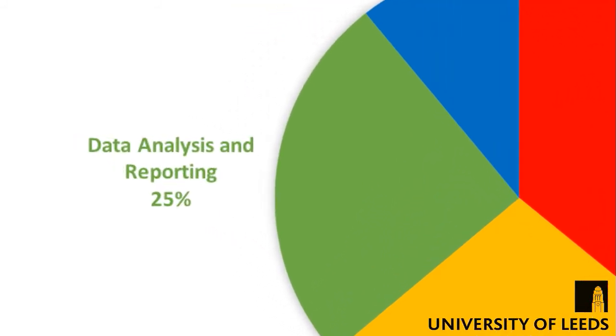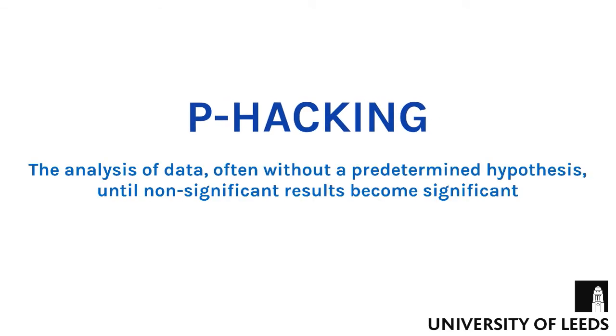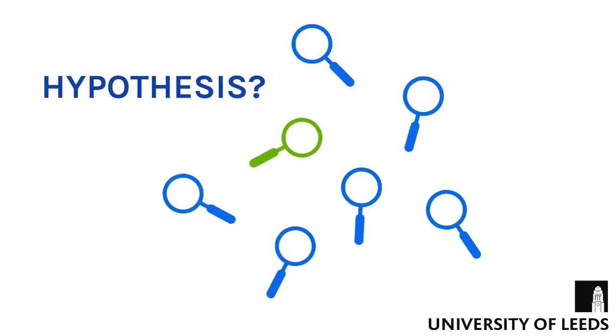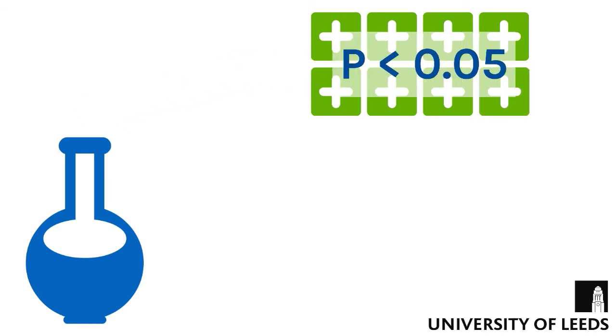Data bias is another big cause of the crisis. Publishing fake results is relatively uncommon. However, unconscious bias during analysis and reporting of data can lead to false positive results, where the null hypothesis is incorrectly rejected. P-hacking is the analysis of data, often without a predetermined hypothesis, until non-significant results become significant. Although unintentional, there are many ways this can occur. For instance, gathering a wide range of data in the hopes of finding a significant result without a clearly defined hypothesis. Ending data collection once a significant result has been found, rather than continuing the investigation to a predetermined endpoint.